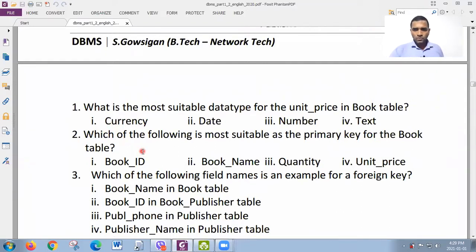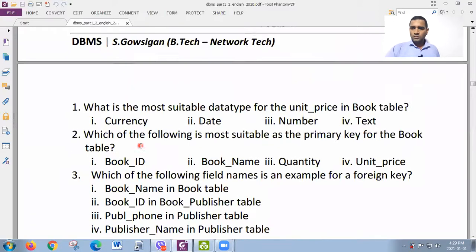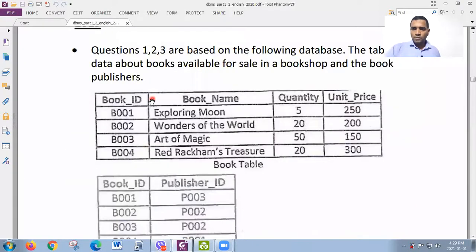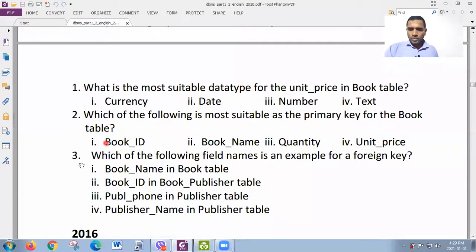If you have any doubt or if you need any clarification, you can ask. Second, which of the following is most suitable as the primary key for the book table? Okay, so take the book table. Right, so in book table, you have only four fields, book ID, book name, quantity, unit price. You know, book name should be repeated so many times we discussed because, you know, there may be so many books in a single name. Right, so that is duplicated. Quantity should be duplicated. Amount, right? So that must be duplicated. Even price duplicated. But in book table, book ID cannot be repeated because every book has given or is given a number that never be given to another book. Okay, so book underscore ID, that's a primary key. So what is the option? First answer.